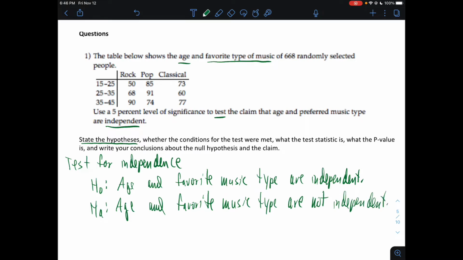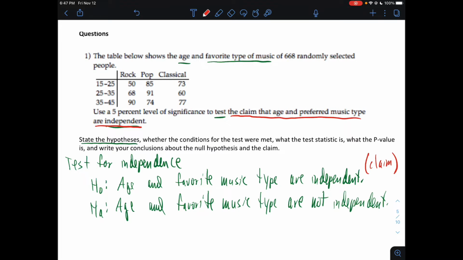Something else that we notice only in this chapter, chapter 9: for the most part before this, the alternative hypothesis matched up with our claim. But in our case, the claim that age and preferred music type are independent, that's our null hypothesis. So I'm just going to remind myself of that by writing the word claim next to that. Because at the end, we do have to make a conclusion about our hypotheses and the claim. So we're going to need that a little bit later on.